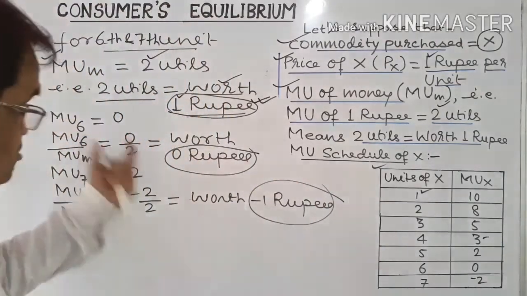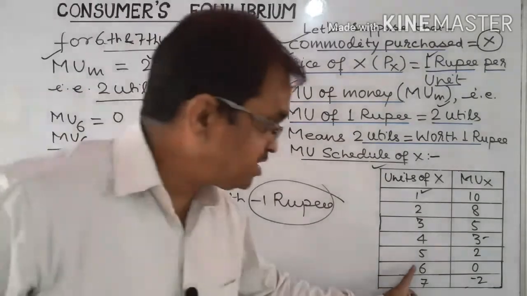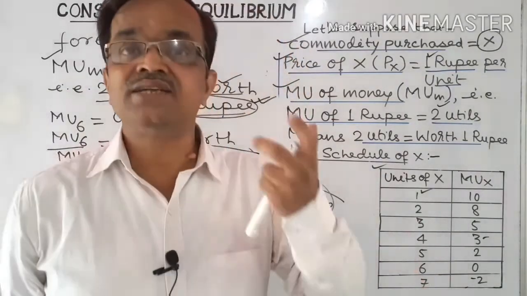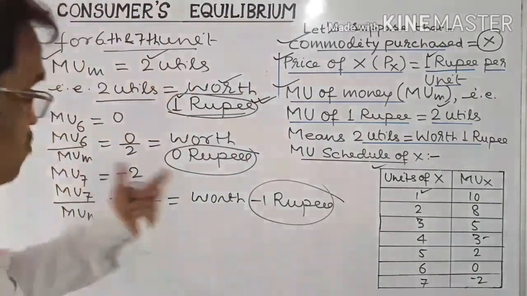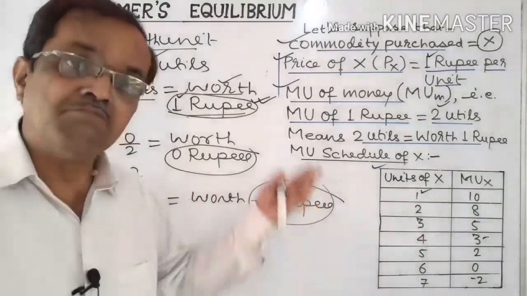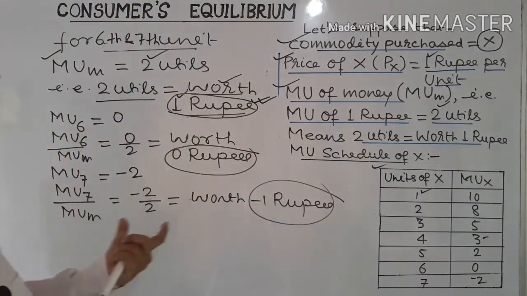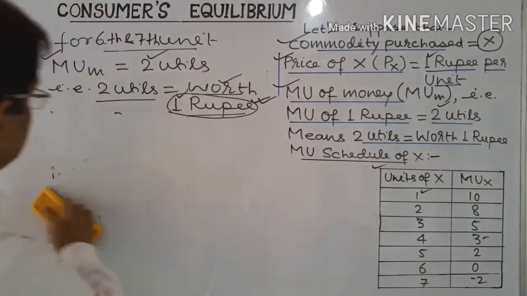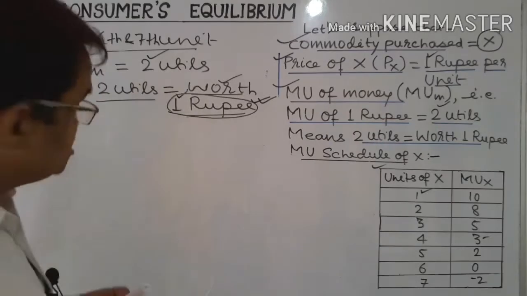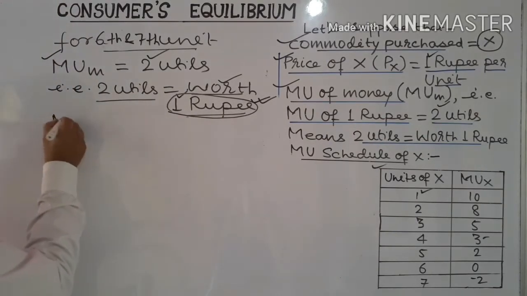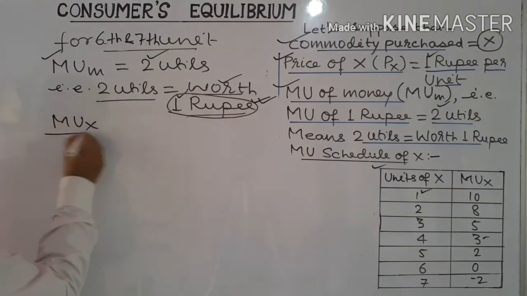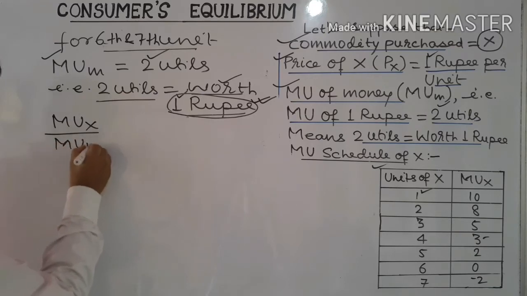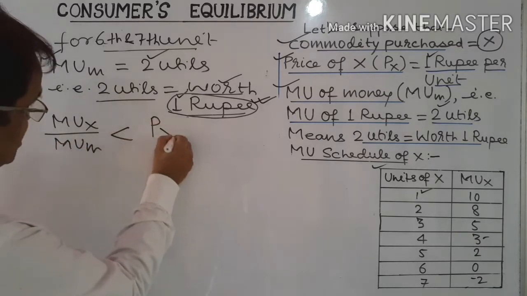What is the observation here? When the consumer consumes the 6th and 7th unit, then how much is he paying more than what he gets? What he gets, that is the satisfaction in terms of money, is less than the price paid. What do we observe here? That is MUx by MUm is less than the price paid.